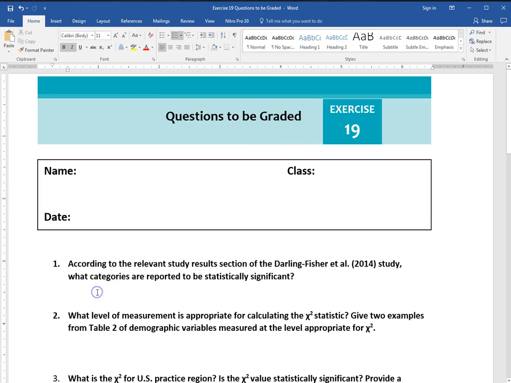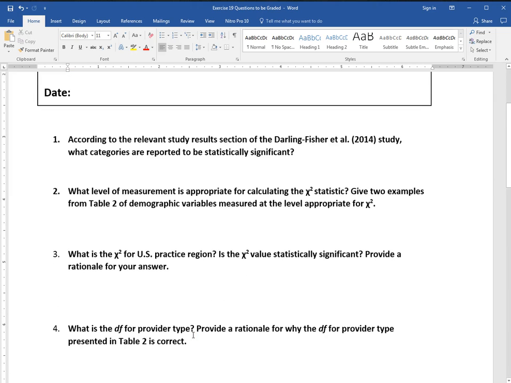And then the second part of this wants you to give 2 examples from table 2 of demographic variables. So those are our background or descriptive variables of the study sample, were measured at the level appropriate for chi-square. So you have to pick which level of measurement chi-square is measured at, and then find 2 examples of variables that are measured at that measurement level. So they're that type of data.